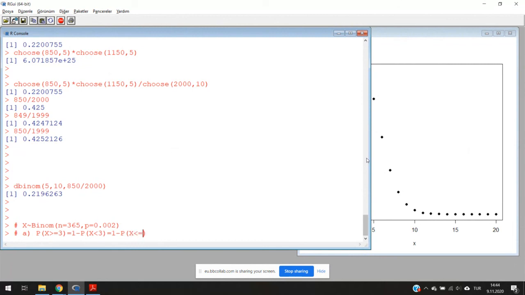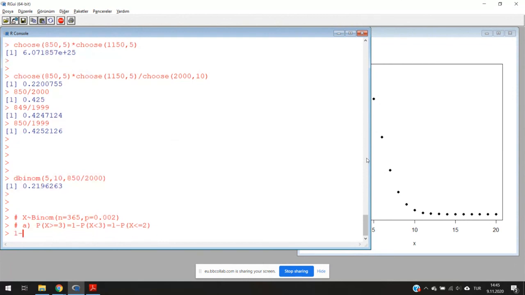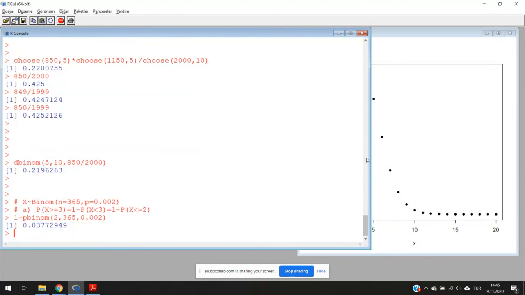Remember now, this binomial random variable can only take integer values. Therefore, if we are talking about X being less than 3, it means X being less than or equal to 2. Now that is calculated as 1 minus pbinom of 2, with 365 as size parameter and 0.002 as success probability. And that is our actual result. However, if you intend to calculate this value using a calculator or your formulas, you may make quite large numerical errors. So it is required to use software at this point.